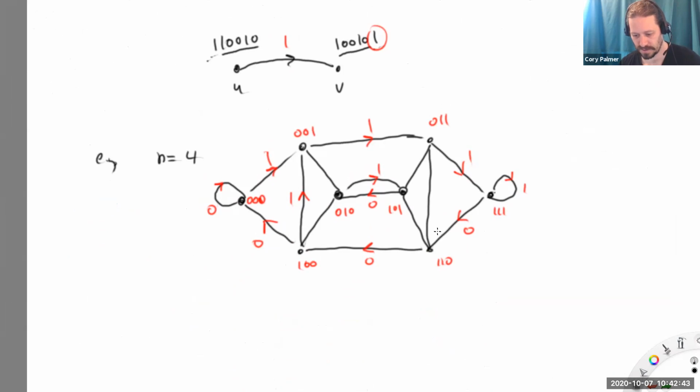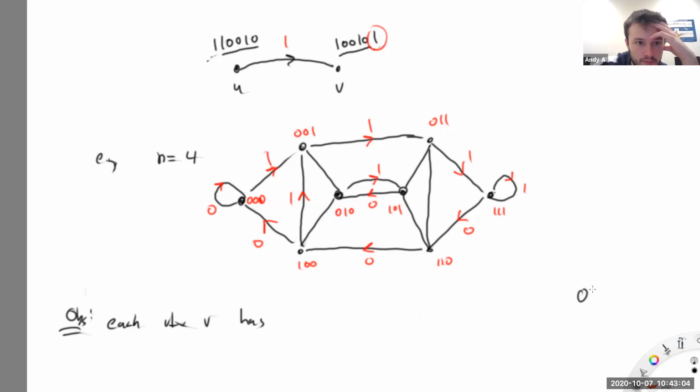So let's make an observation. Each vertex V has, what can you tell me about its in degree and out degree? Forget the picture for just a second, because that actually clouds the issue a little bit. I'll have to clear something up. But if I have a string, let's prove it by example here. Then how many things is that vertex V going to send edges to?